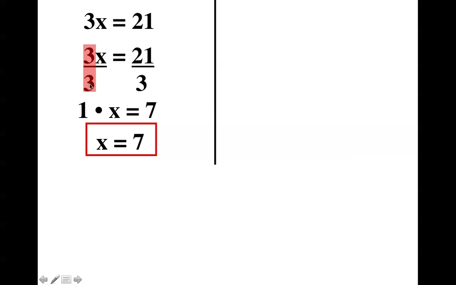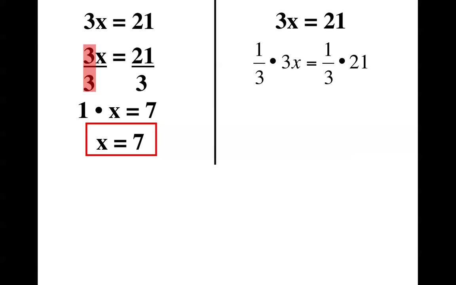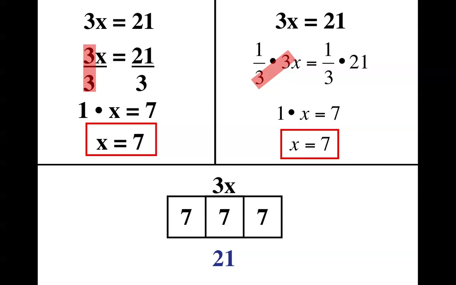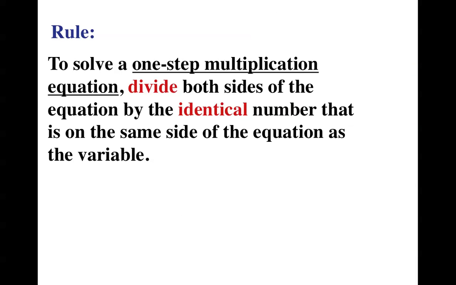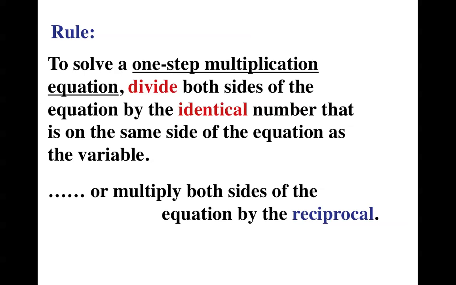I can divide by 3, or what if I multiplied by 1/3? Notice 1/3 times 3 would also equal 1. And once again, I get 1 times x equals 7, or x equals 7. I could use the box method where each x equals a 7, and we get to our rule. Most people learn to solve a one-step multiplication equation: divide both sides of the equation by the identical number that is on the same side of the equation as the variable. And hopefully, that helps you out a little bit more now.